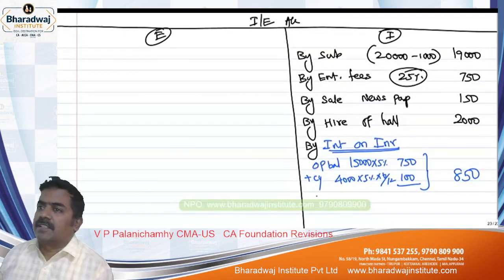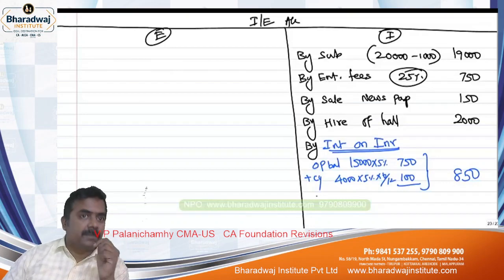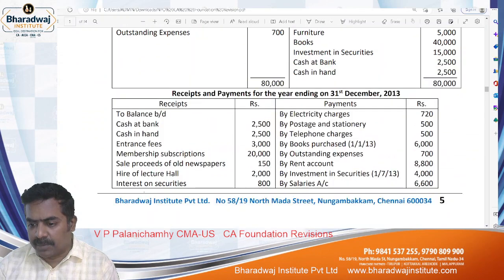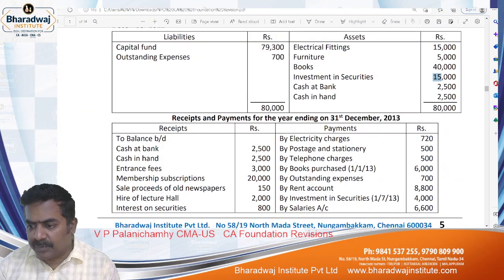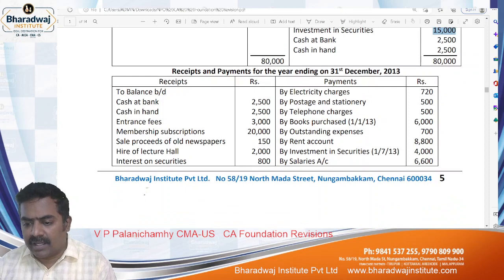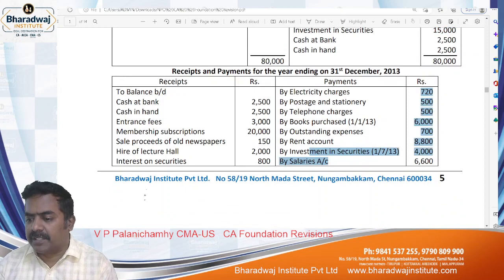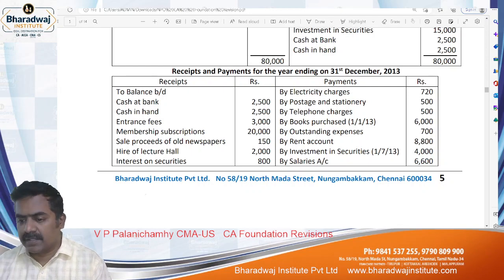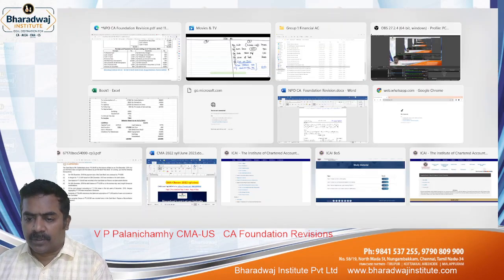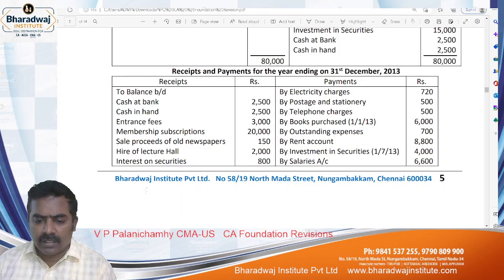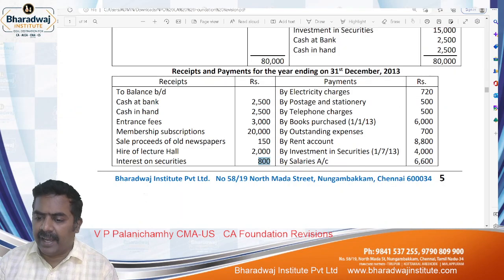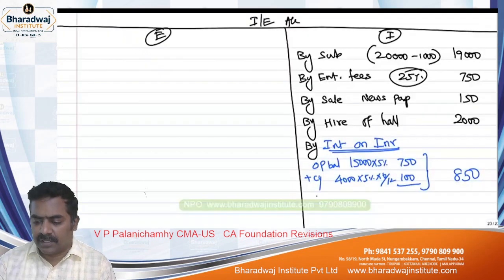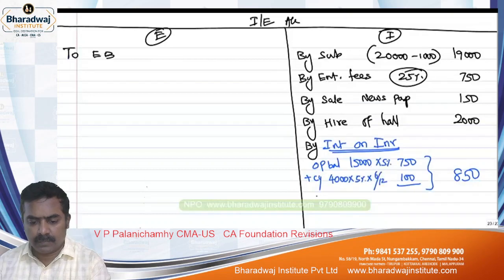What is the opening balance of investment? See how much is in the opening balance sheet. How much investment is given in the opening balance sheet, 5% on that. Then how much investment did we purchase in the current year, we purchased on 1st July, 5% for how many months, 6 months. So 850 will come. But look at the receipt side, we received only 800, which means the remaining 50 is accrued interest that will come in the balance sheet.